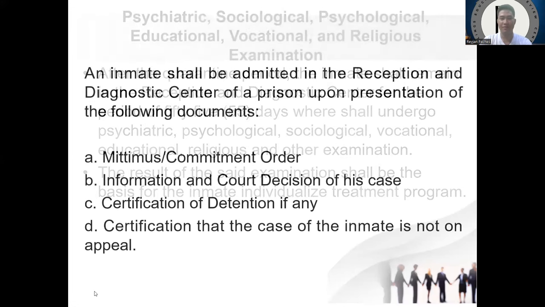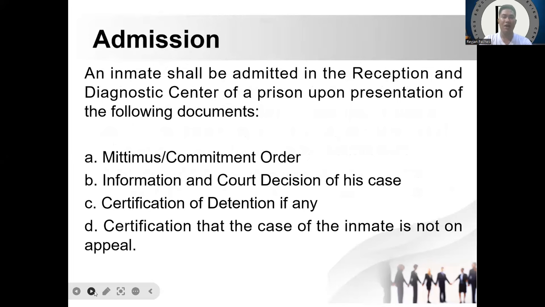Okay, so next, class, admission. An inmate shall be admitted at the Reception and Diagnostic Center or the DRD of a prison upon presentation of the following documents: the mittimus, the commitment order, the information and court decision showing that he is guilty beyond reasonable doubt of a particular crime. Certification of detention, if any, whether he was detained prior to the finality of his judgment, because if so, class, the preventive imprisonment will be deducted. Then the certification that the case of the inmate is not on appeal, meaning the decision of the court is final and executory. So he really has to serve his sentence and enter prison.